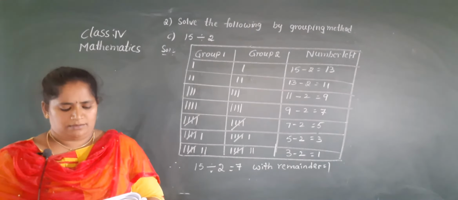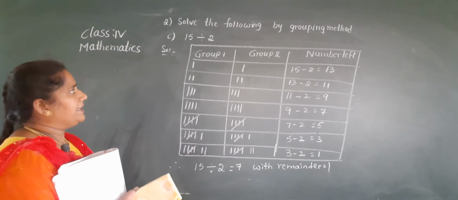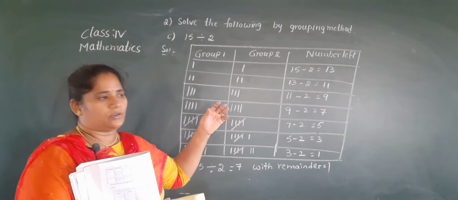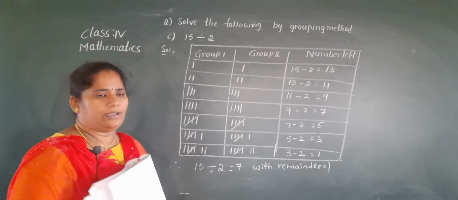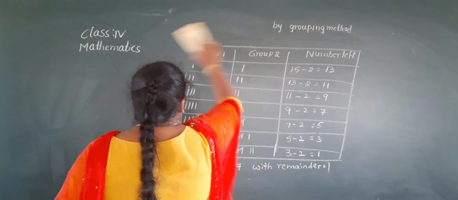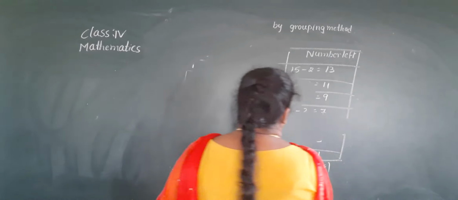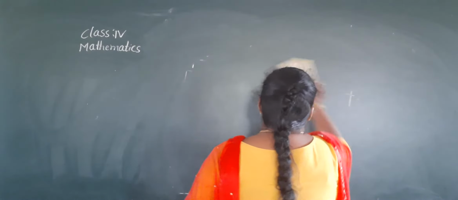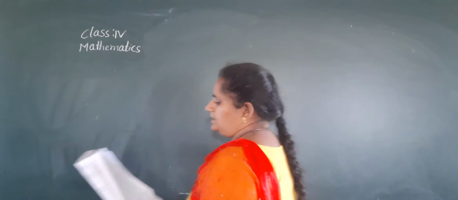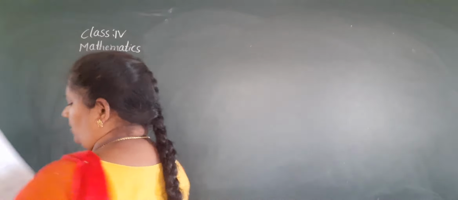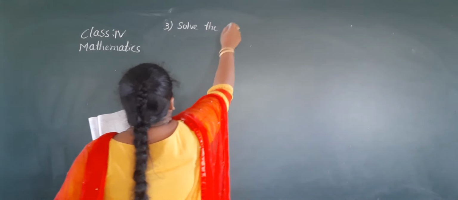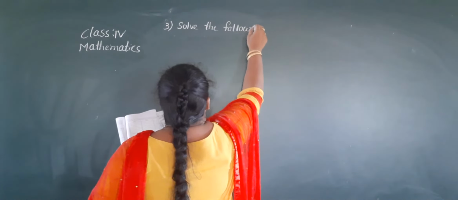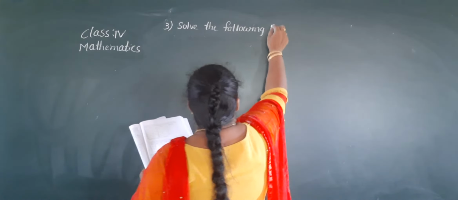This method is very, very important. We followed this model only so that I could explain this, but you have to follow the long division method only every time. Okay? See, children, solve the following by long division method.